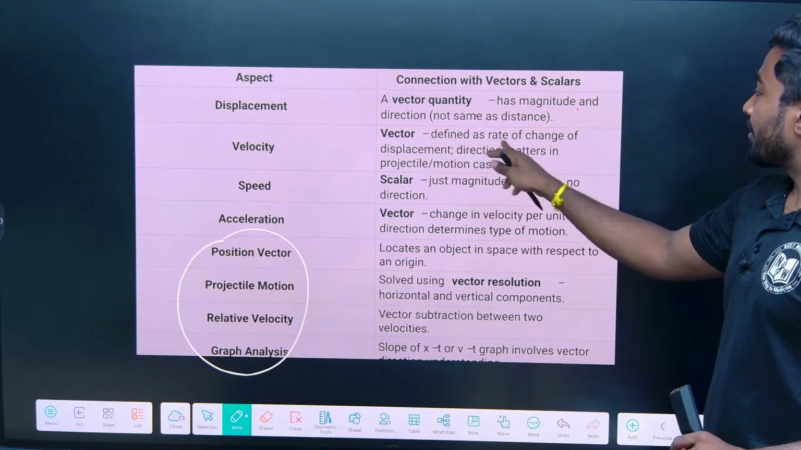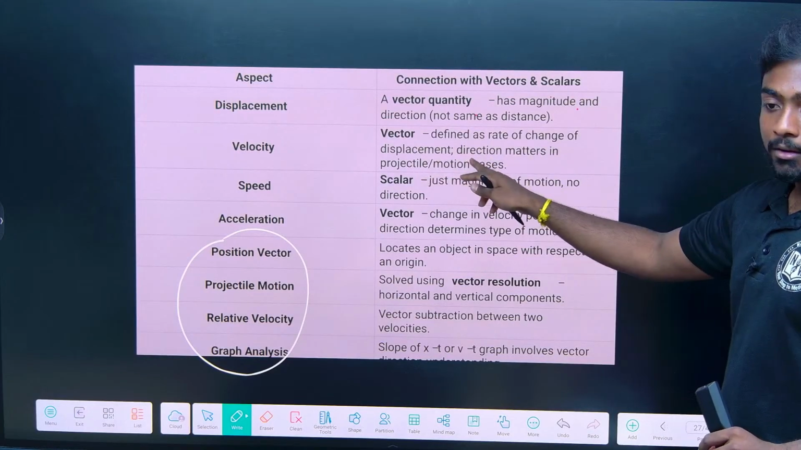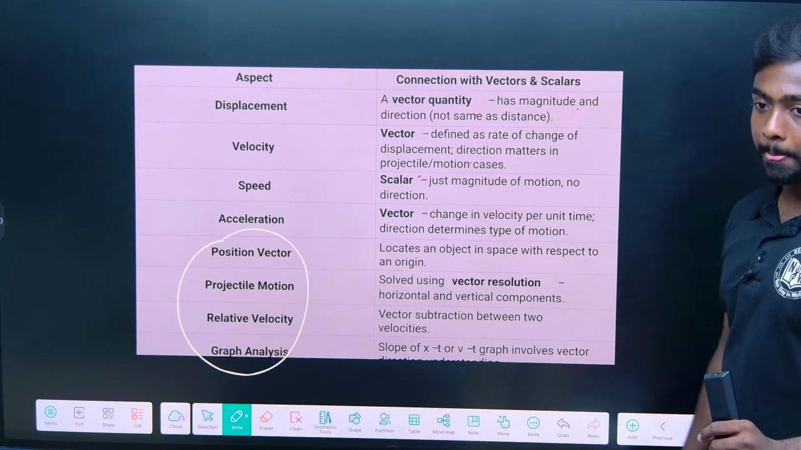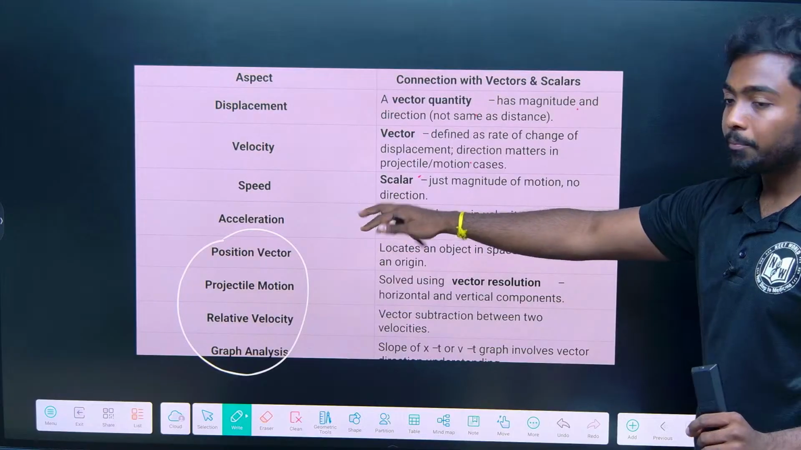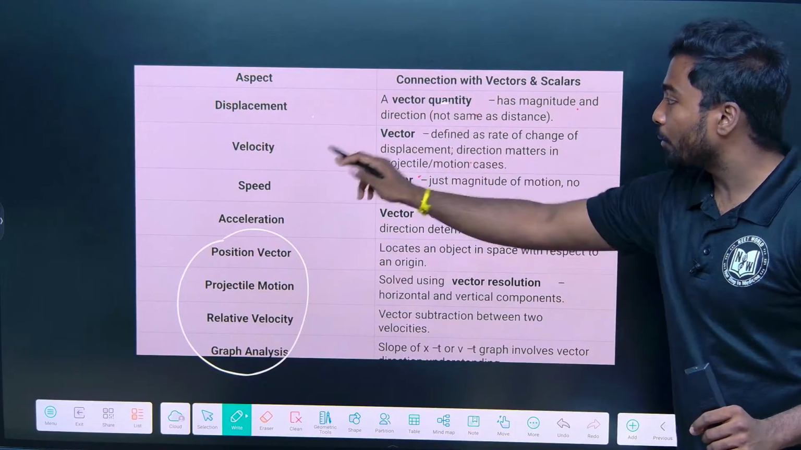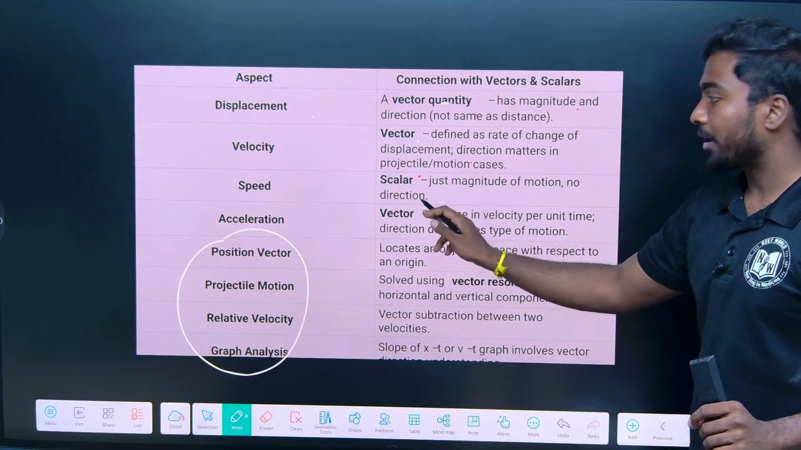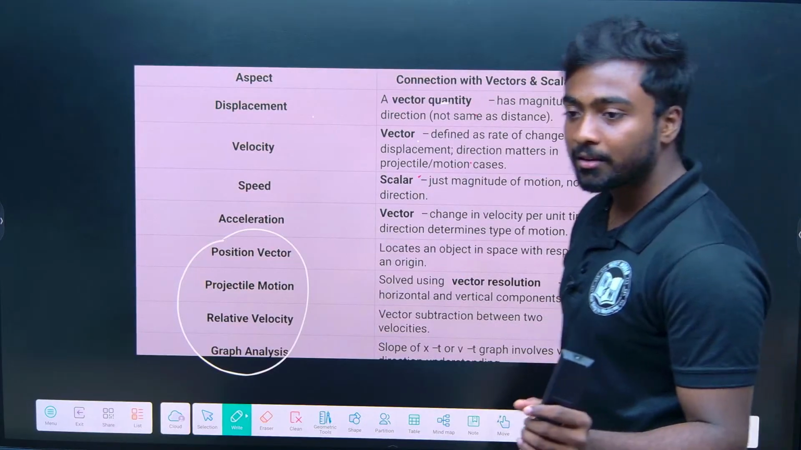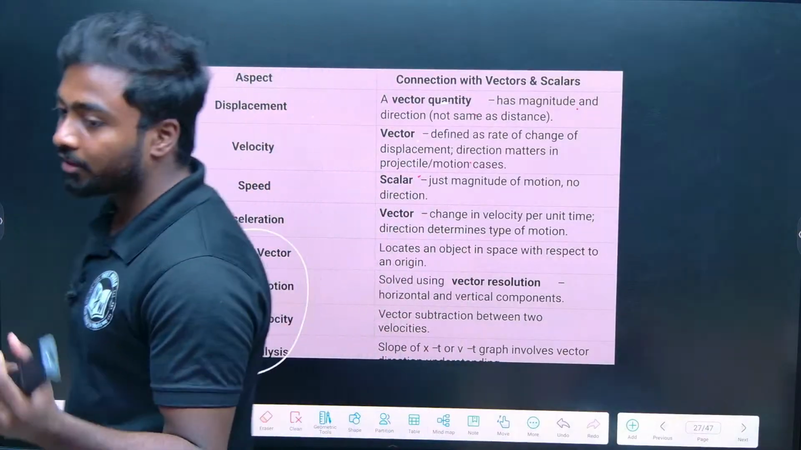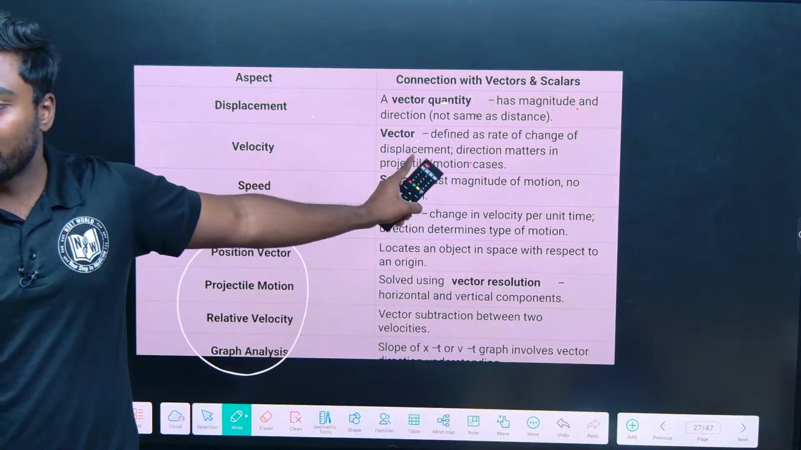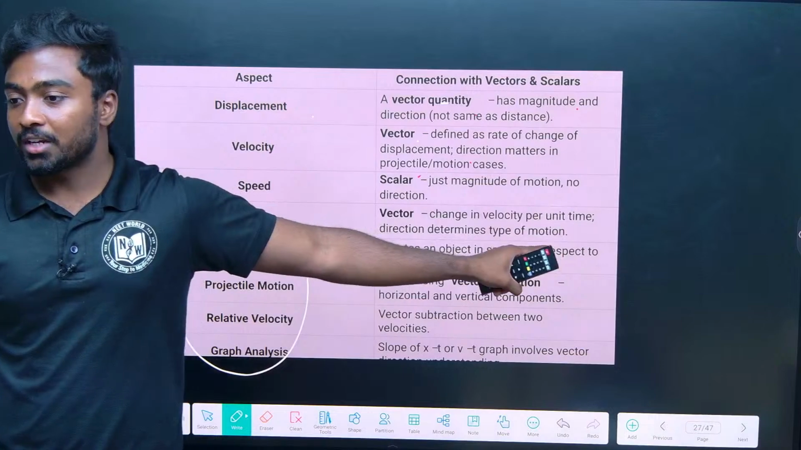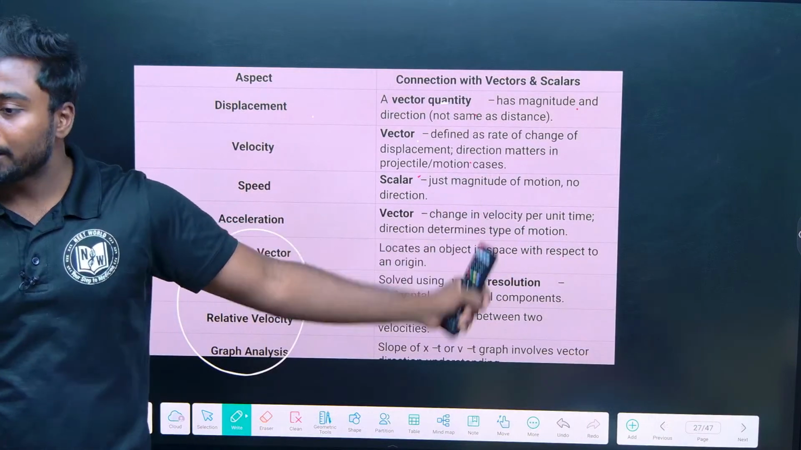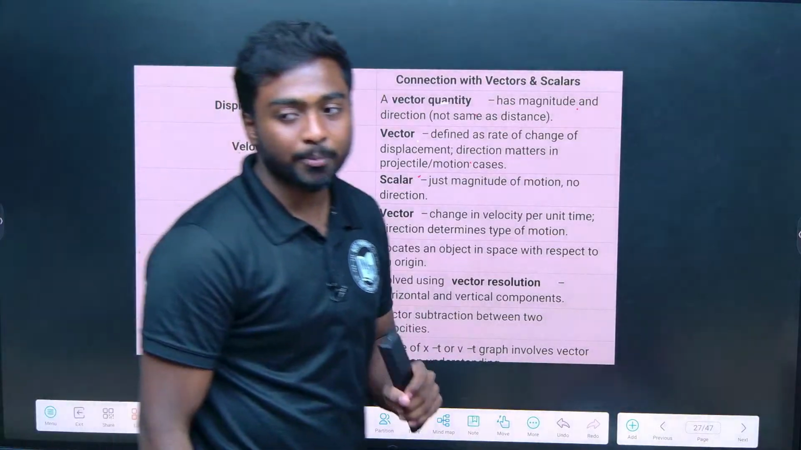Velocity is defined as the rate of change of displacement, and direction matters in projectile motion. Next, scalar quantity, speed. Displacement is a vector quantity, velocity is a vector quantity, speed is a scalar quantity. Acceleration is defined as the rate of change of velocity with respect to time. Velocity means rate of change of position, change in displacement by time.